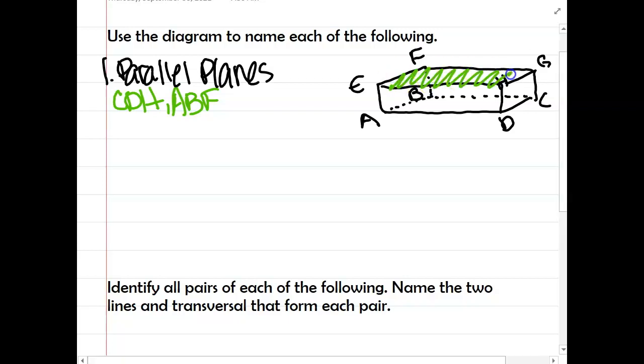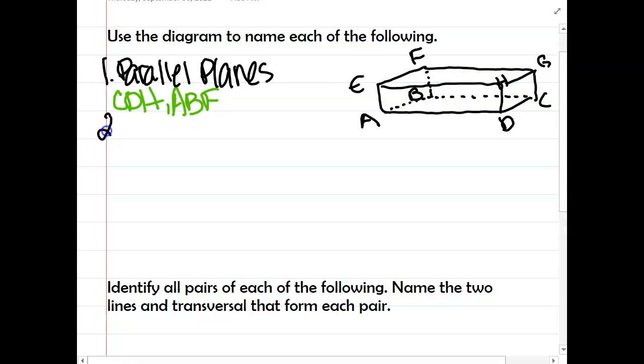Which would be the top, EFG, and ABC. That would be the bottom. That would also be a set of parallel planes. And once again, different ways to name EFG and ABC, but yes, top and bottom. And what's the last set of parallel planes, Grant? ADH, which is that front. And BFG, which would be the back. Excellent. Very good. Okay. Parallel planes.